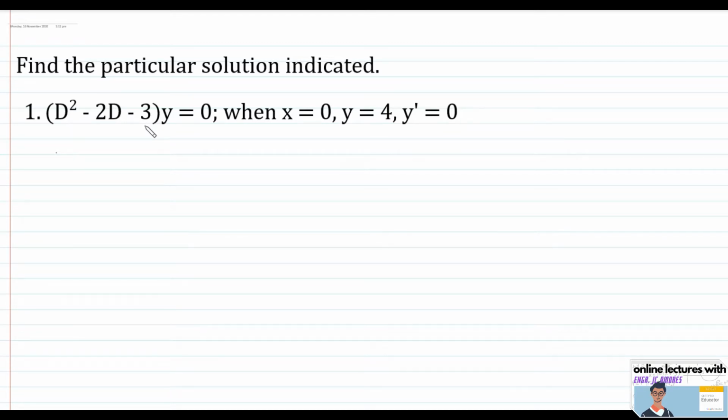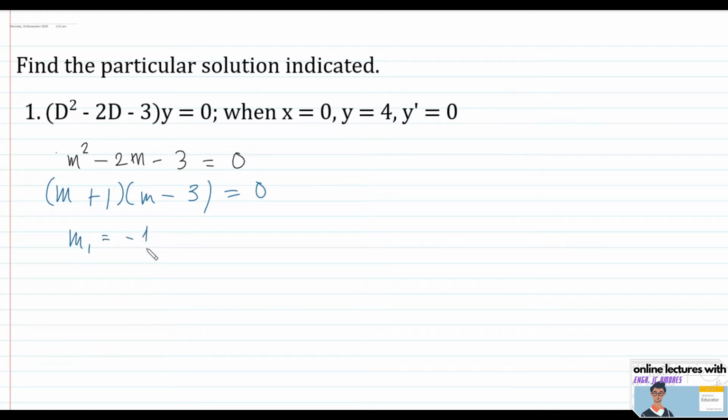So we have here an auxiliary equation. We can derive the auxiliary equation here. The auxiliary equation would be m squared minus 2m minus 3 is equal to 0. For this auxiliary equation, we will factor this out to solve for the roots. So this would be 3, this would be 1. So this is negative, this will be positive. Therefore, the roots here are m sub 1 equals negative 1, and m sub 2 equals positive 3.